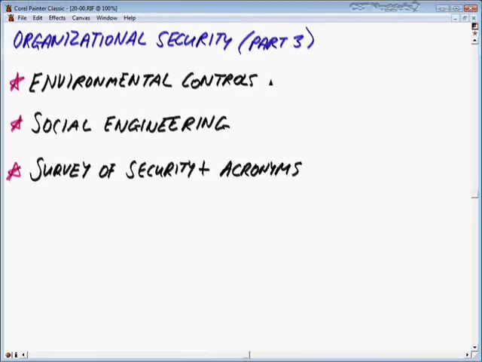Well, you finally made it to the final nugget of this Security Plus series. And in the last part of this organizational security domain, we're going to look at just 3 topics. It's not going to be a really long nugget, so we're going to finish off here with a short one. We're going to look first of all at several different aspects of environmental controls. Then, we're going to talk more about social engineering and how important it is to train your employees about the dangers of social engineering. And then finally, I'm going to give you a survey of the Security Plus acronyms. Sound good? All right, let's finish off with a bang here.